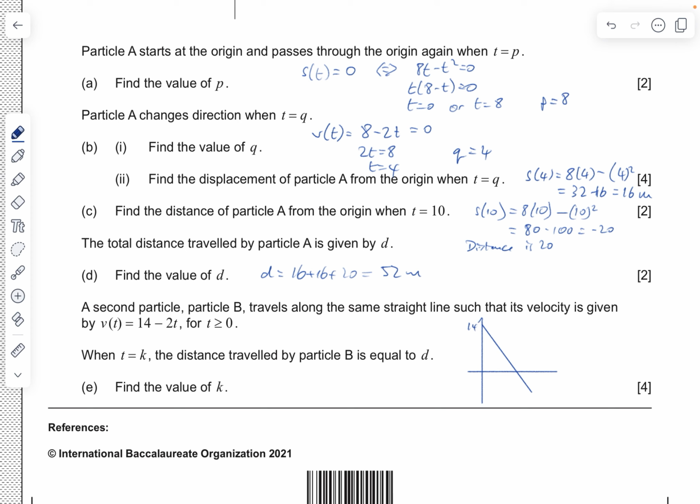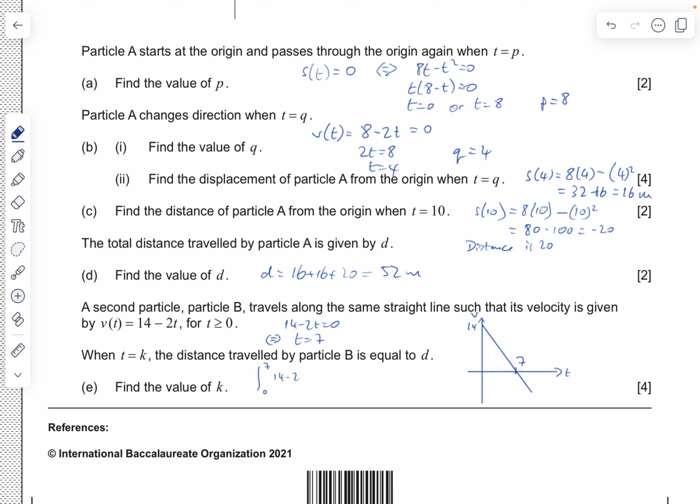And we can find when its velocity is 0, so 14 subtract 2t equals 0. That means that t equals 7, so this is at 7 seconds. And because it's a nice linear thing, I could do the integral, or I could find it from triangles. So let's do the integral from 0 to 7 and see how far it goes.